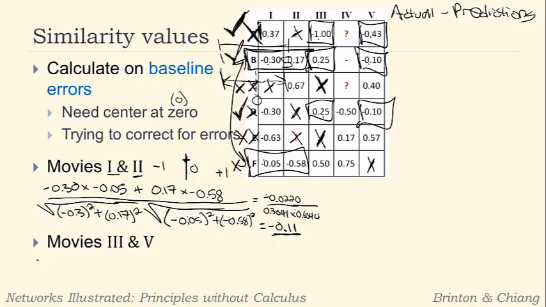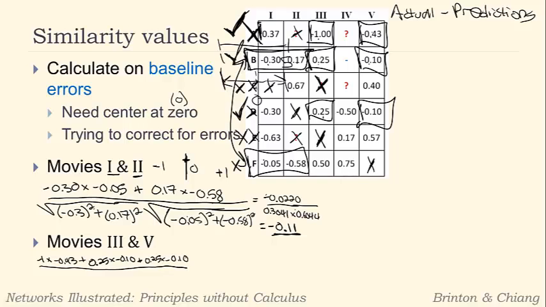So we have -1 times -0.43 plus 0.25 times -0.10 plus 0.25 again times -0.10. They actually turn out to be the same for both of those.